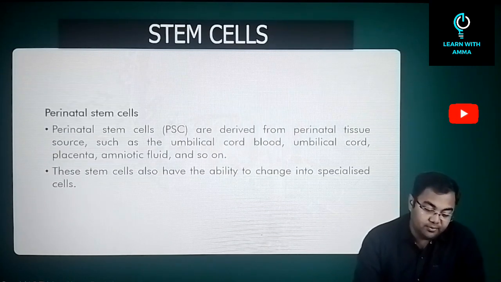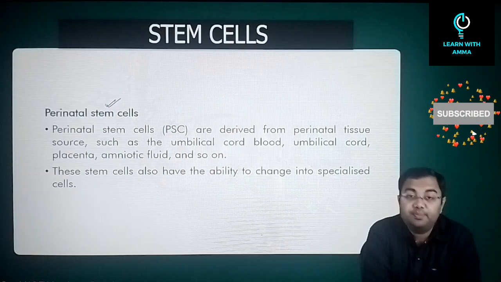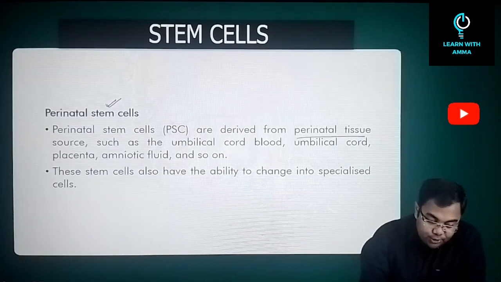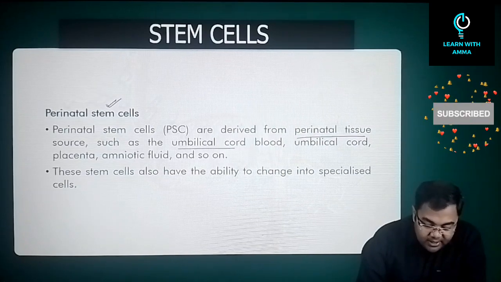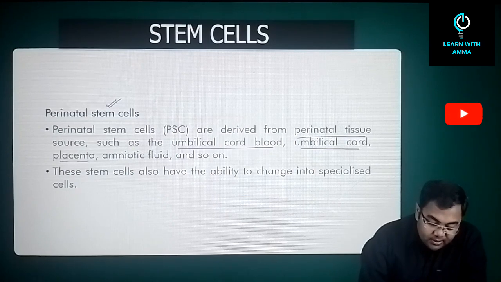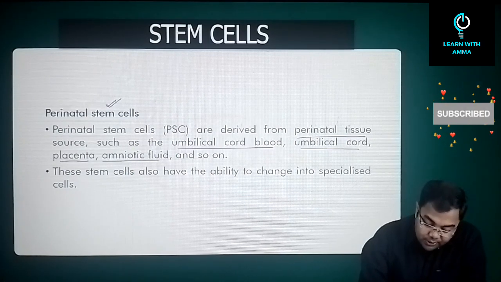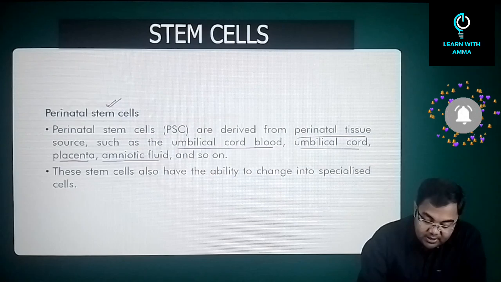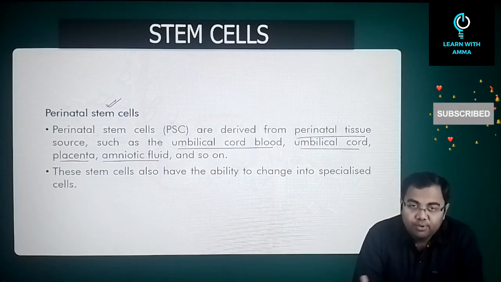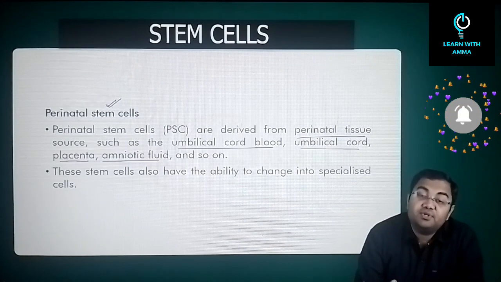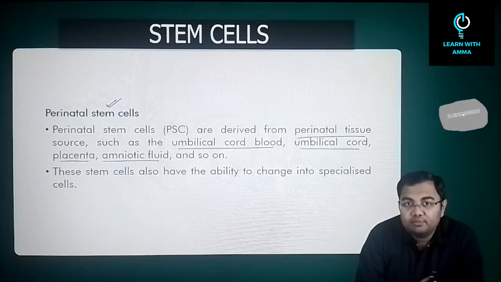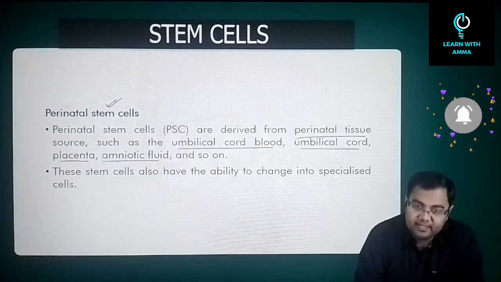Then after this, you have another kind of stem cell which is called perinatal stem cell. Perinatal stem cells are derived from perinatal tissue sources, such as the umbilical cord blood, umbilical cord, placenta, amniotic fluid, and so on. So these are the stem cells which are found just after the embryonic stage, before the fetus has completely developed into a human. In this particular stage, you have perinatal stem cells.